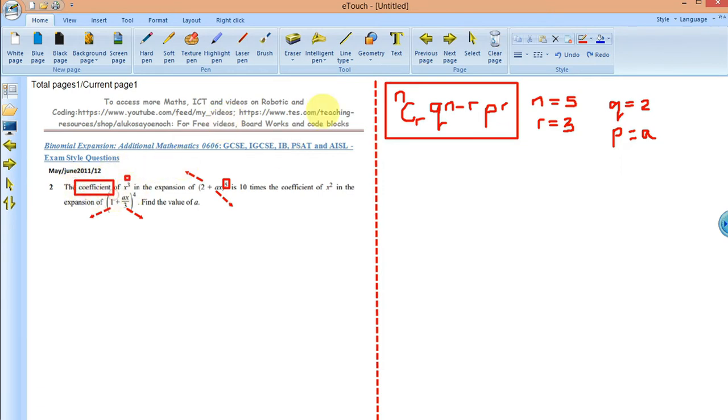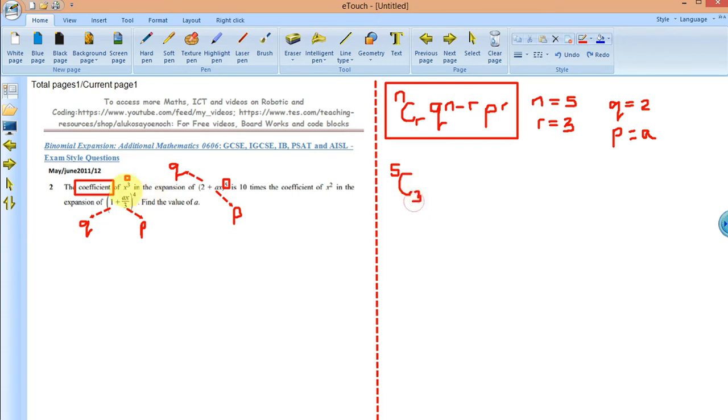So the first one, this is my q and this is my p, that is a there. And this is my q here, that is 1, and this is my p here, that is a over 3. Something like that. So let's just work with this now. Let me get my calculator and see what we have here. So n, that is 5, combination 3.